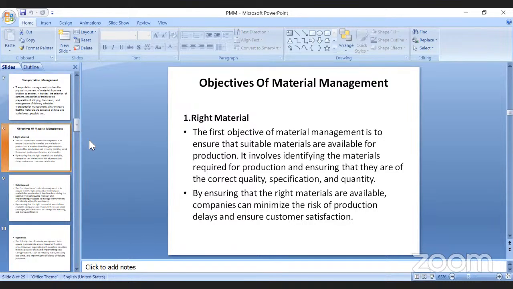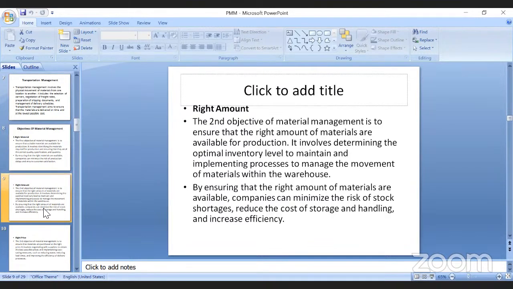The first objective is the right material. The second objective is the right amount. What is the meaning of right amount? The exact amount of material we need for our production process, so that we do not overstock or understock. You have to ensure that it is the right amount.